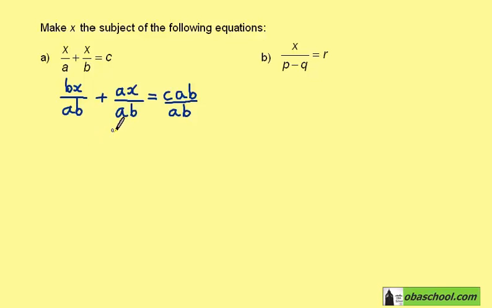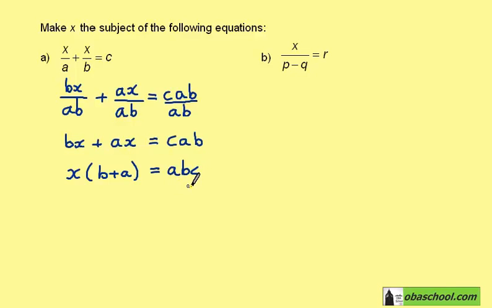The denominators are the same. If the denominators are the same, the numerators must be too. So bx plus ax must be equal to cab. On the left, we have a common factor of x. If we now open a bracket, we can put into it b plus a. This is equal to cab, which we could rewrite as abc.